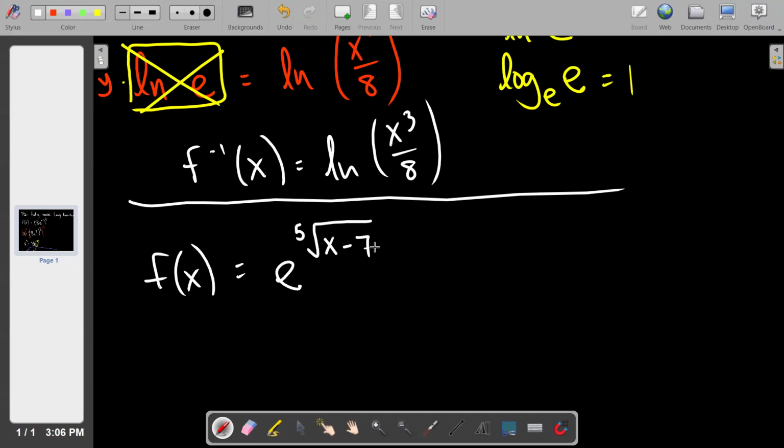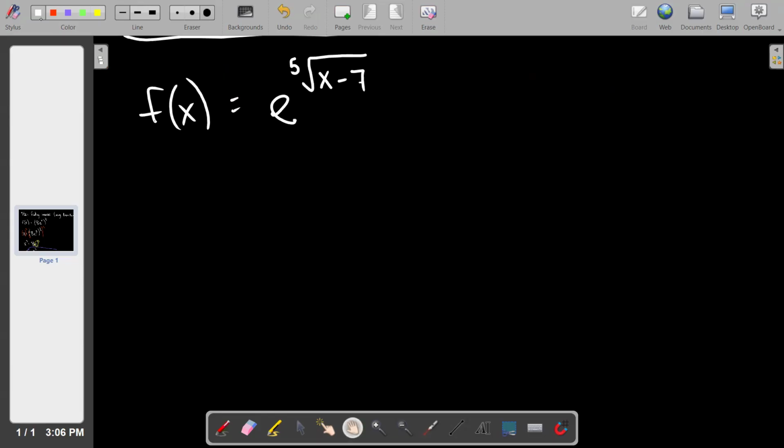So let's first do the thing we do. Let's take the y and the x and switch them. It's kind of annoying, but it's what we do. So we're going to take x and y and switch them, and we're going to say x is equal to e to the power of the fifth root of y minus 7, like this.